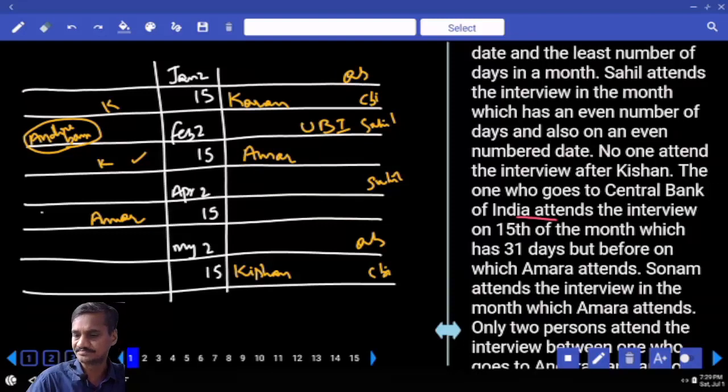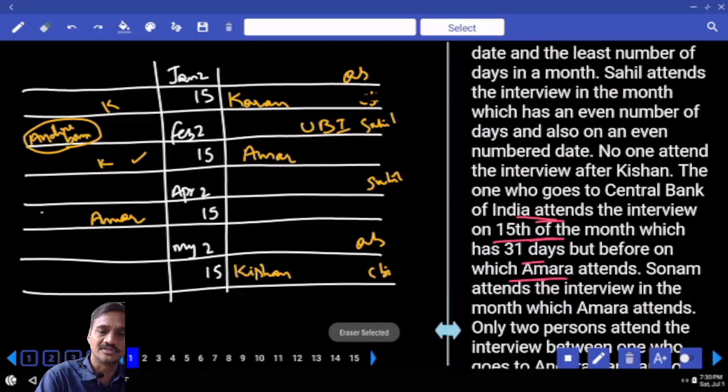And next one. Central Bank, 15th, 31 days, before the one where Amar appears. Now, before Amar, the one who goes to Central Bank of India attends the interview on the 15th of a month which has 31 days. But before Amar attends, the Central Bank of India must be Karan. Now follow here. Central Bank cannot be here because it must be before Amar. And Central Bank is here.